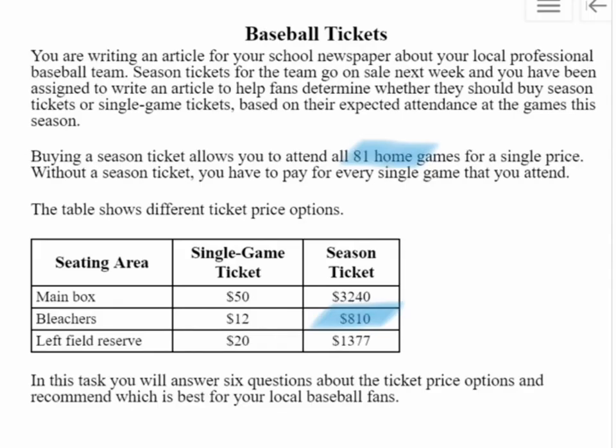So, to figure out the cost per game, you need to divide. So, 810 divided by 81. Okay, so that's number 1.